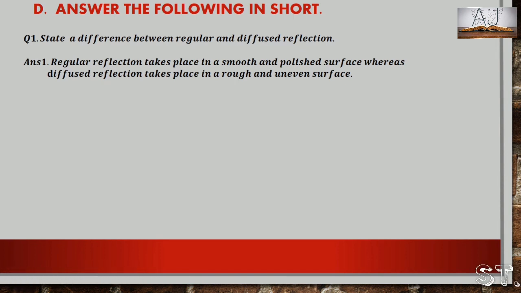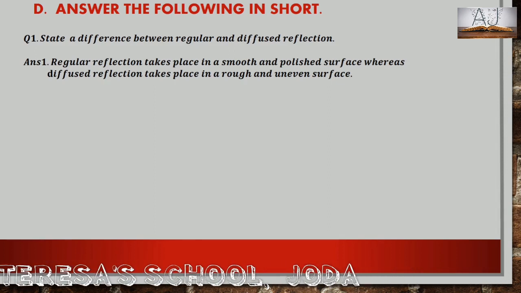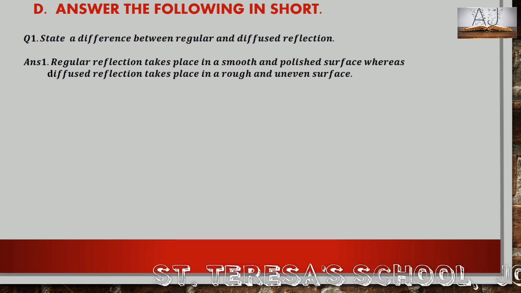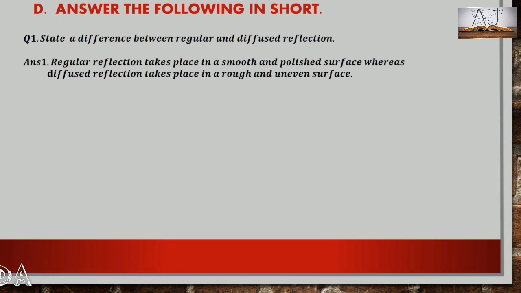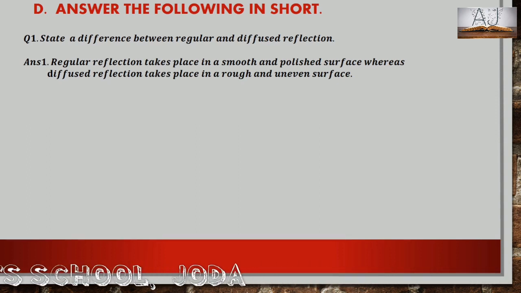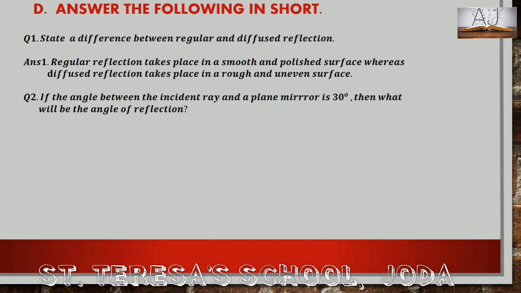Like in case of regular reflection, when a parallel beam of rays of light is incident on the surface, then after reflection also it remains parallel to each other. And in case of diffused reflection, that is irregular reflection, the incident parallel beam of rays after reflection becomes non-parallel to each other. That means they diverge in different directions. Okay? Or you can write any other difference also.